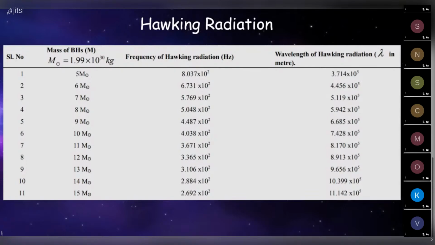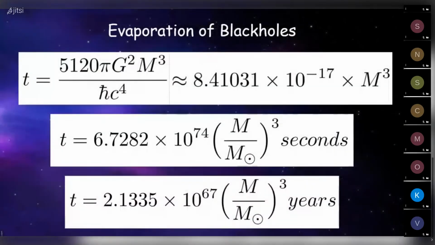Now, how did Stephen Hawking predict this Hawking radiation? We'll see that. He also predicted one astonishing concept called black hole evaporation. What he said is that black holes evaporate, like a black hole is present, and after some years they just evaporate. He also gave the formula that T equals 5120 pi G squared M cubed by h bar c to the power 4. So he related the mass of a black hole with the evaporation time.